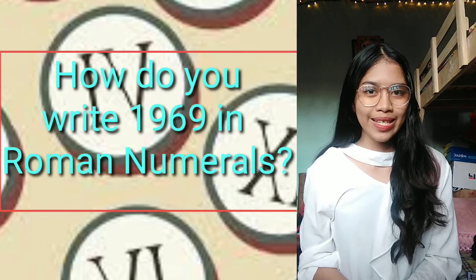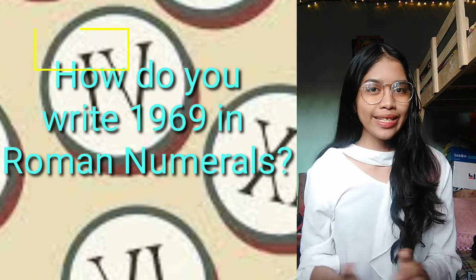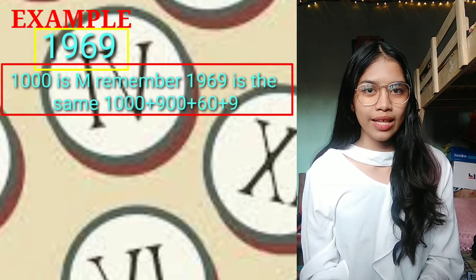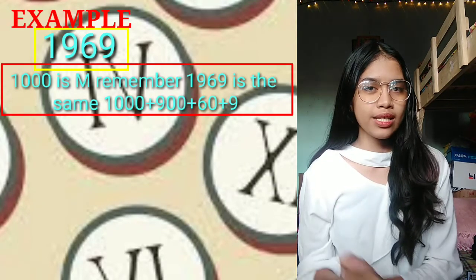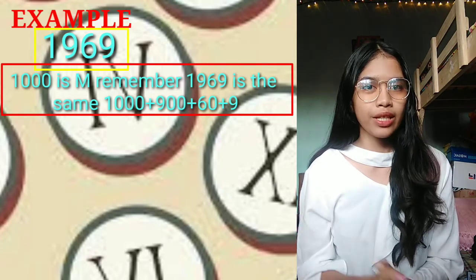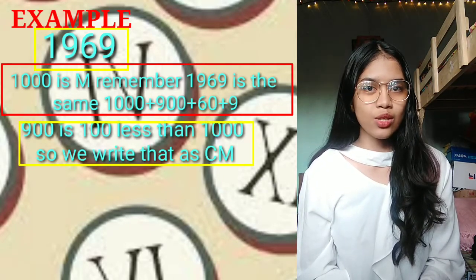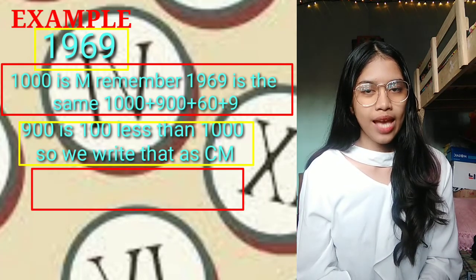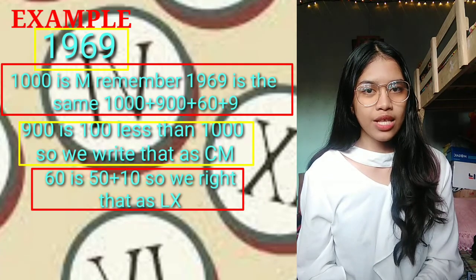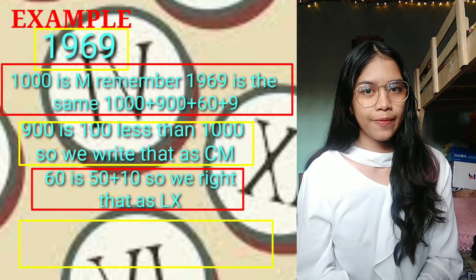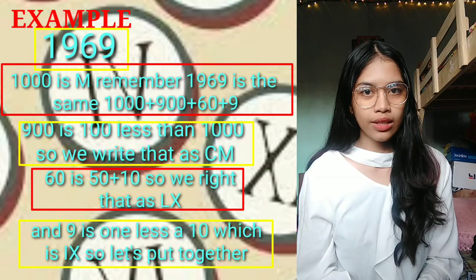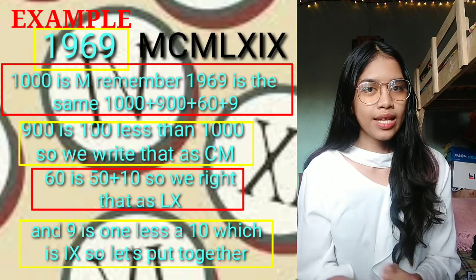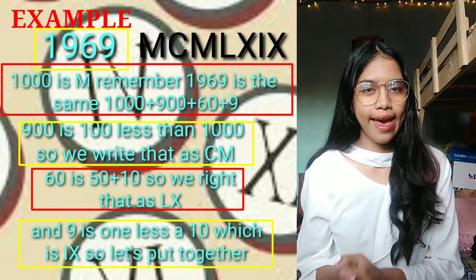How do we write 1969 in Roman numerals? 1969 equals 1000, which is M. Remember, 1969 is the same as 1000 plus 900 plus 60 plus 9. 900 is 100 less than 1000, so write that as CM. 60 is 50 plus 10, so write that as LX. And 9 is 1 less than 10, which is IX, so let's put together MCMLXIX.